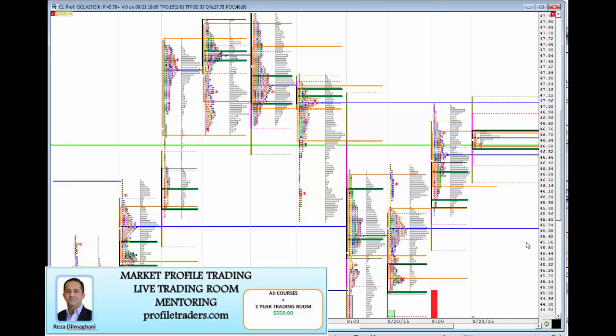From here on, two targets, one on the upside 47.06, which is the first resistance, and on the downside 45.72, which will be your first support. So it will be very interesting to see which one of these two it's gonna hit.